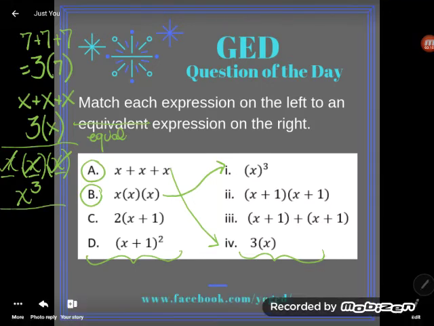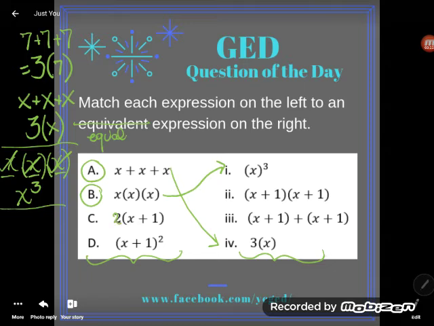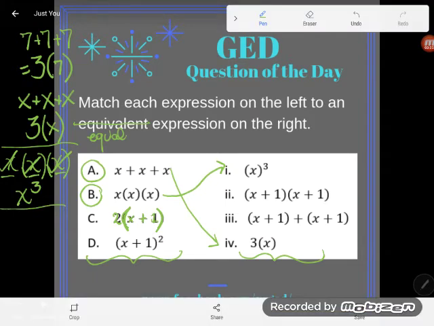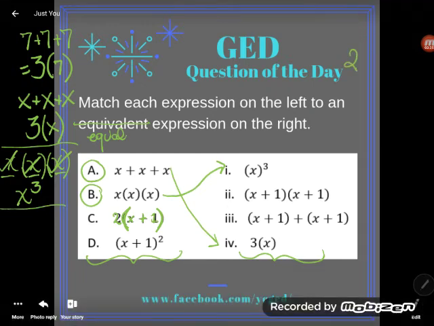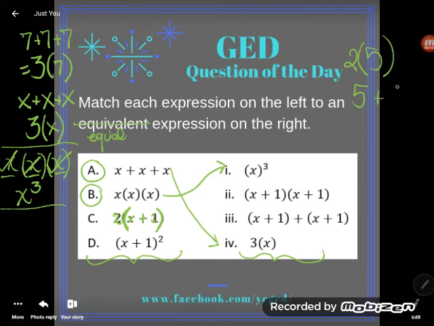Looking at C, notice what C says. C says 2 times the quantity of x plus 1. 2 times the quantity. I want you guys to hearken back to what 2 times anything means. Like, let's do it with a really simple number. Like, let's think about 2 times 5. What does it mean to have 2 times 5? Well, it means you have 2 5s adding. And that's the same as saying like 5 plus 5. 2 times 5 is 10. 5 plus 5 is 10. There are 2 ways to talk about the same thing.